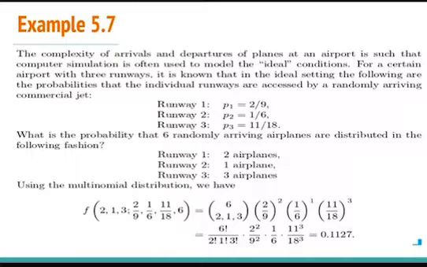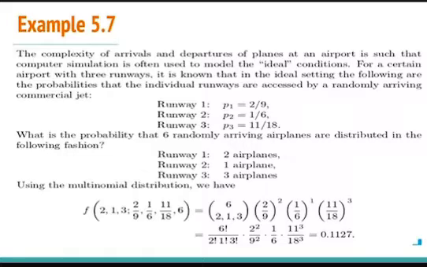Now the complexity of arrivals and departures of planes at an airport is such that computer simulation is often used to model the ideal conditions for a certain airport with three runways. That is multinomial, not two, right? Three runways. It is known that in the ideal setting, the following are the probabilities that individual runways are accessed by a randomly arriving commercial jet. Runway 1, runway 2, runway 3, you already have the probability based on what has happened before. Does that make sense?